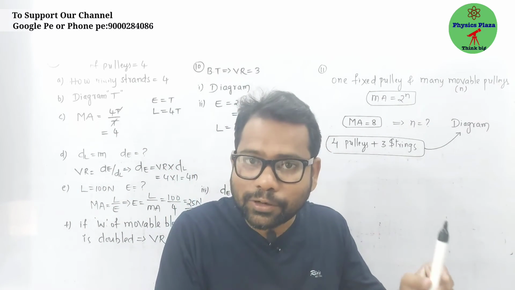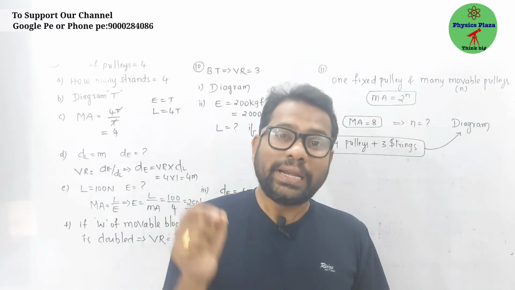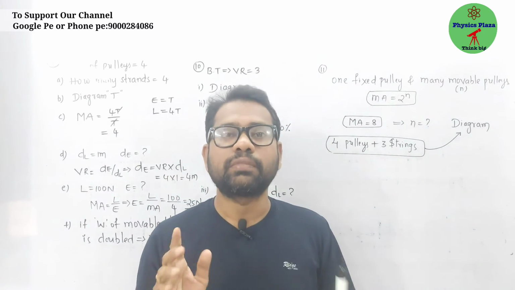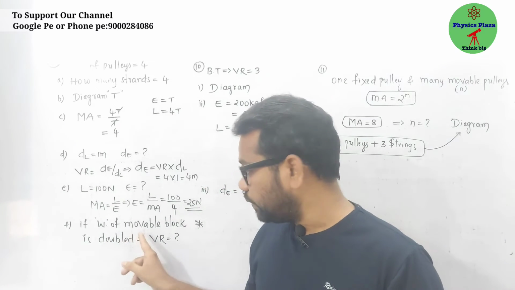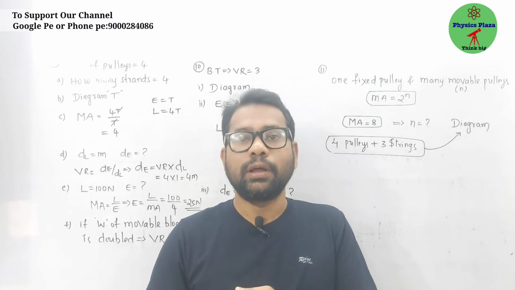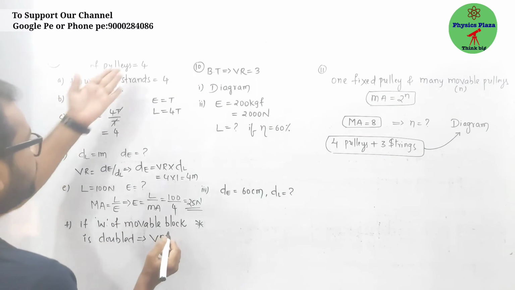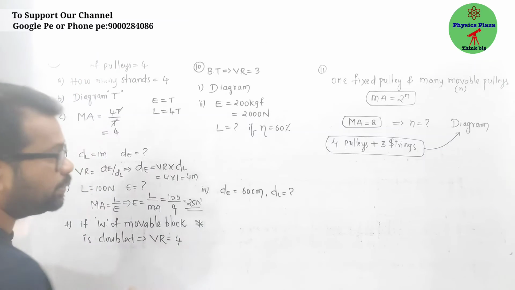Children, as the design is not changed, the velocity ratio remains constant because velocity ratio depends on the design of a given machine. So because we are changing the weight, yes, mechanical advantage will get affected, efficiency will get affected, but not velocity ratio. So the velocity ratio is as usual. Here 4 means 4 only, 8 means 8 only, 10 means 10 only.